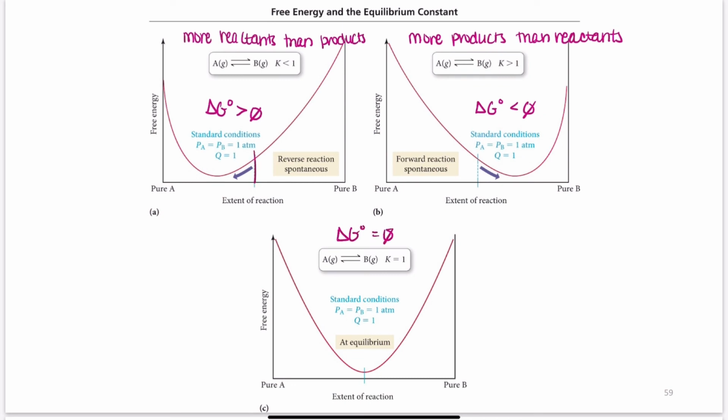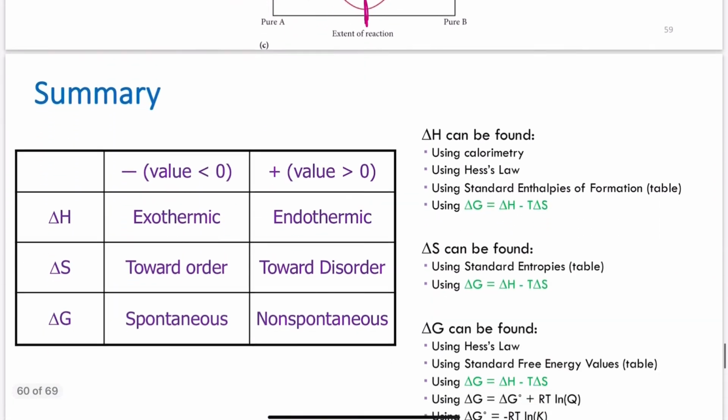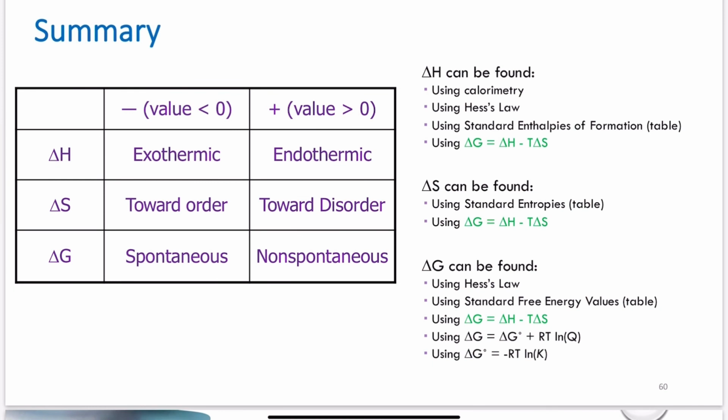So each time here, I'm looking at my extent of reaction, halfway through the reaction. This is a spontaneous reverse reaction, spontaneous in the forward direction, and completely at equilibrium. An overall summary slide: delta H, delta S, and delta G. If the delta H value is negative, less than 0, it is exothermic. If delta S is less than 0, it is moving towards an ordered system, which S does not like.